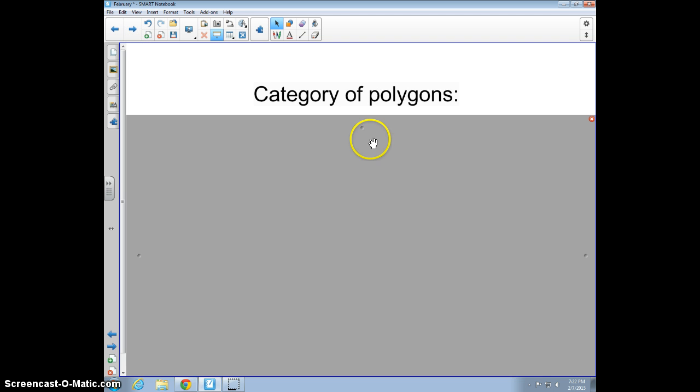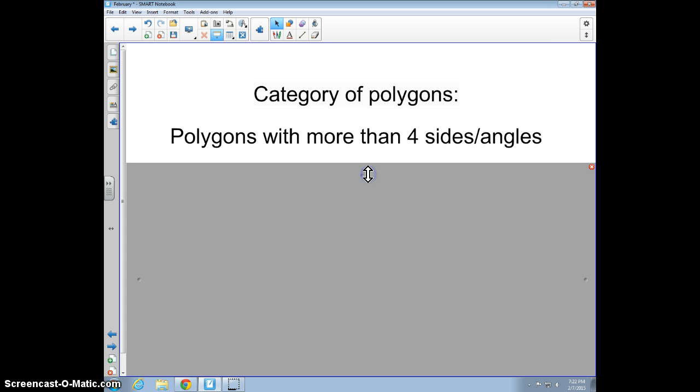Today's lesson, our category of polygons, is going to be polygons with more than 4 sides and angles. So the last couple of days we looked at quadrilaterals with 4 sides and 4 angles, and triangles with 3 sides and 3 angles. Now we're going to look at several other polygons that have more than 4 sides and 4 angles.